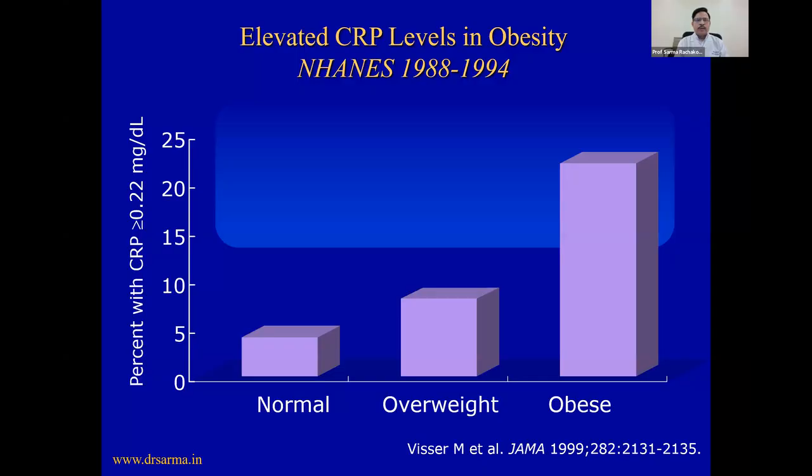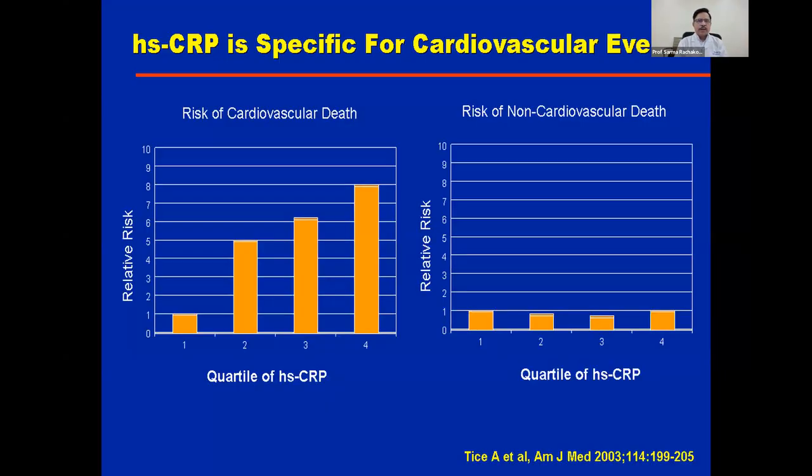Now you see elevated CRP levels and obesity. In normal individuals, the CRP is less than 5. Overweight is around 10. In obese people, 20 or more. That means obesity is an inflammation. Today we know that obesity is not fat alone. Obesity is an inflammatory disease as pointed out by the HSCRP.